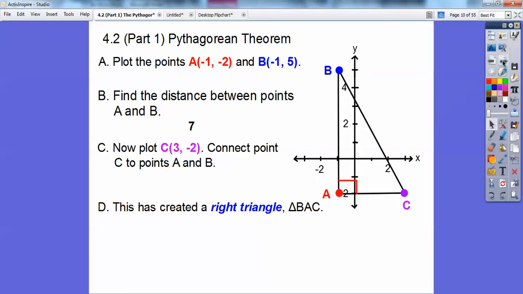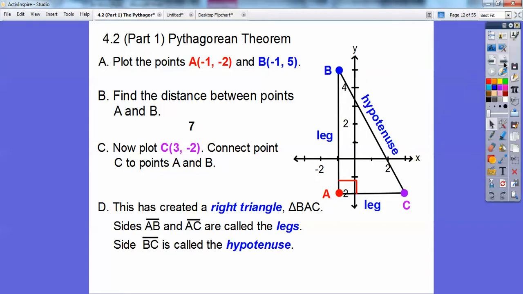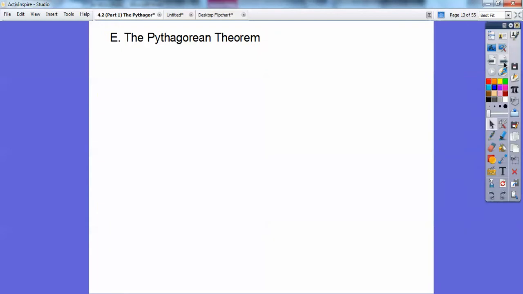And then the two sides, you guys, side AB, this segment right here, is called a leg, and this side AC is also called a leg. This one is called, it's kind of a funny name, the hypotenuse, you guys, hypotenuse. So we have two legs of a right triangle and the hypotenuse. That's going to lead us into the Pythagorean theorem, you guys.